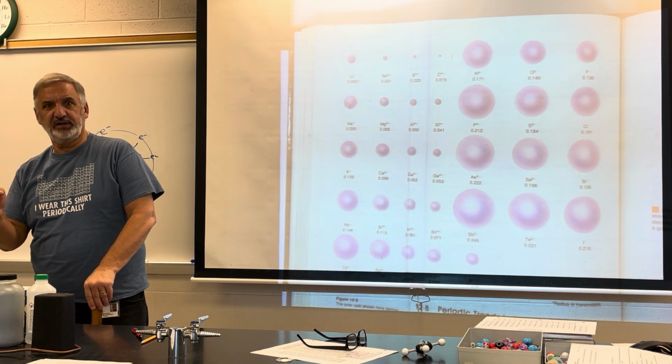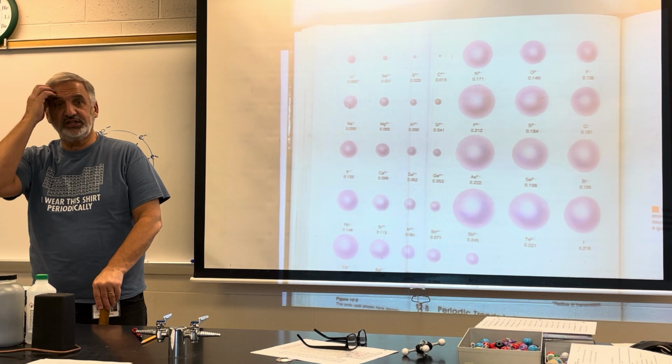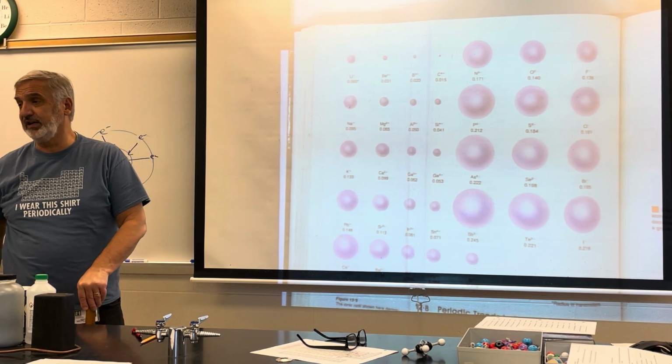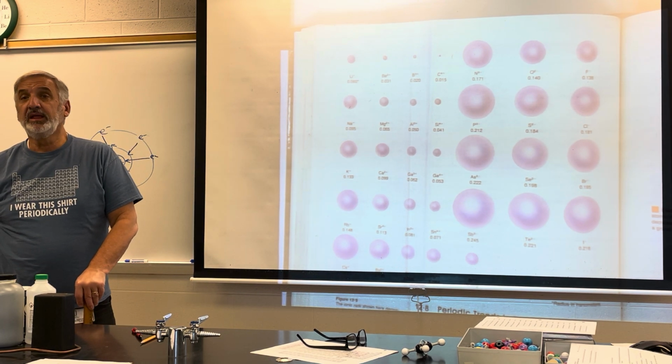That might be worthy of writing down. Remember, you're taking notes on the back of the color sheet, or if you want to, write it on the ion sheet, that's fine. Whatever floats your boat.